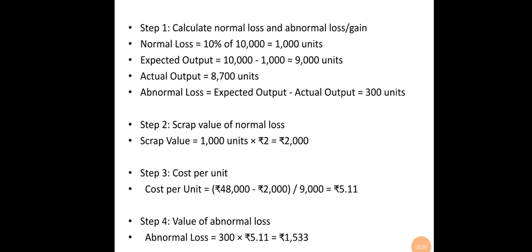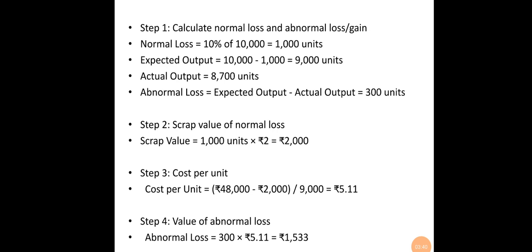So step one is to calculate the normal loss, and we have to determine whether it's abnormal loss or abnormal gain. The normal loss is equal to 10% of the 10,000 units. That's equal to 1,000 units normal loss. Then the expected output is equal to 10,000 minus 1,000, that is 9,000 units. The actual output is 8,700 units. So we get an abnormal loss equal to the expected output minus actual output, that is 300 units of abnormal loss.